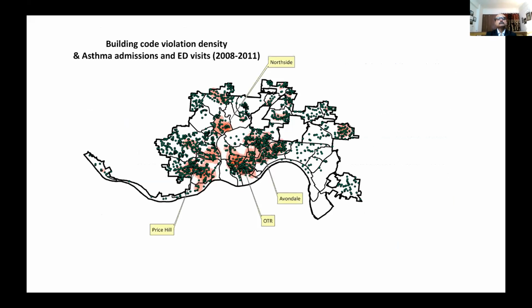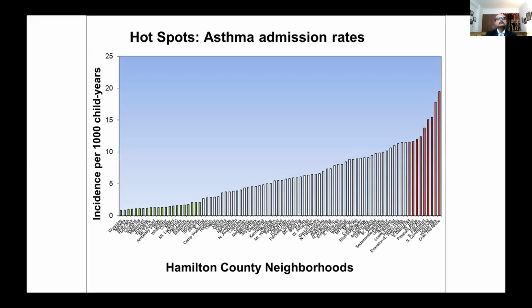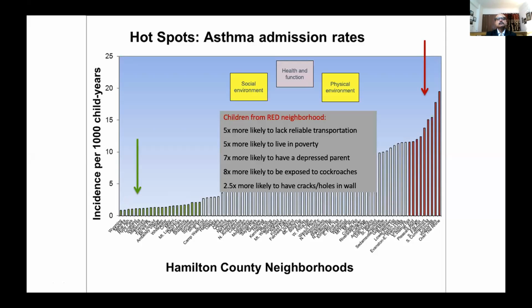This is building code violation density related to asthma visits and hospitalizations. And you can see that by neighborhoods in our city and in our county, you can see rates of hospitalizations, seen here on the right-hand side in red, which is an incidence per 1,000 child years, and on the left-hand side in green, close to zero. And this is directly linked to income and poverty. So health and function, social environment, physical environment, all are important. And I'm sure you see these complexities where you are as well, where children from the red neighborhood have all of these sequelae: transportation, poverty, depressed parent, cockroaches that have a role in asthma, likely to have cracks.